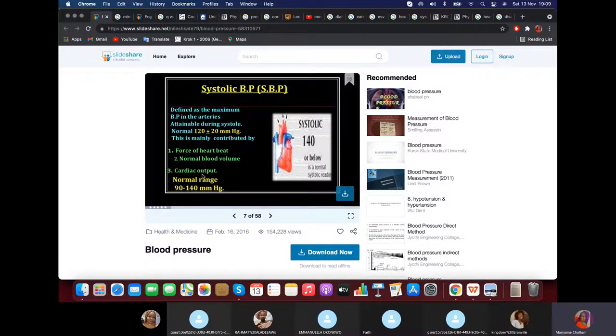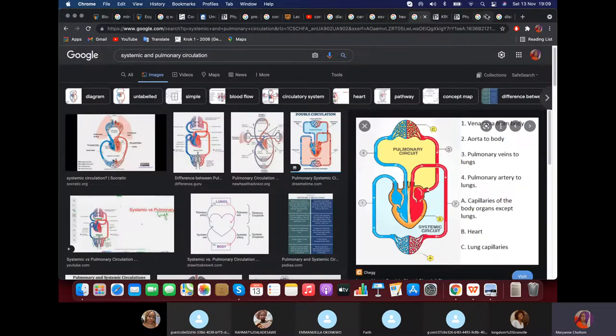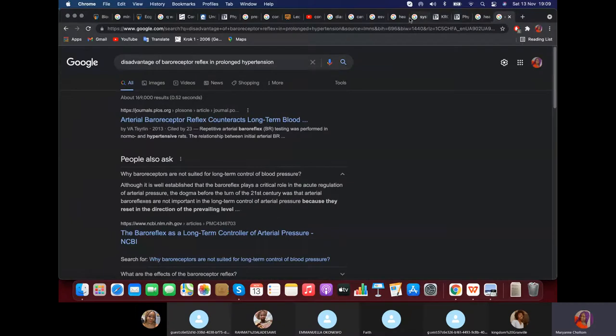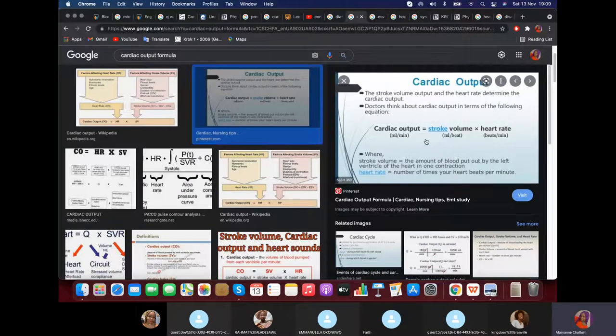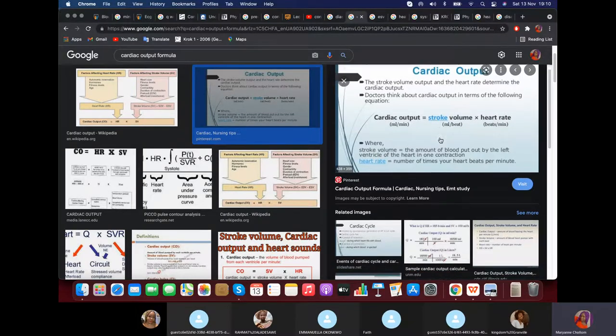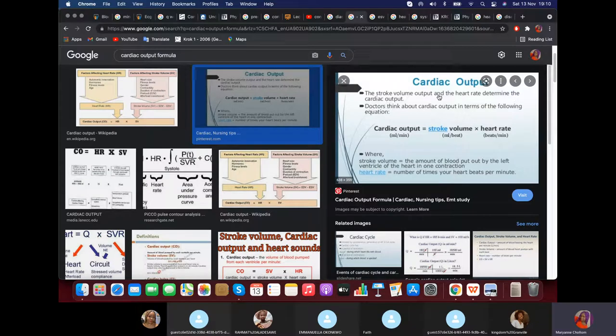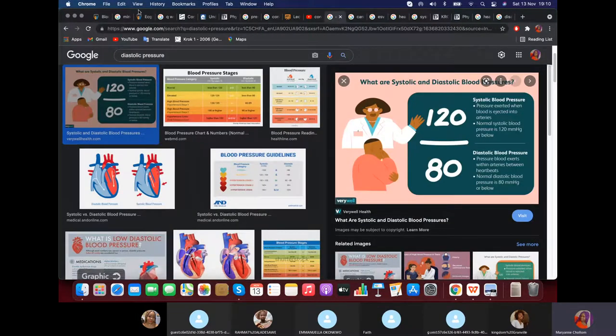Cardiac output, I will explain cardiac output in a while, so let me just do that now. What is cardiac output? I'm going to show you again a very beautiful photo. Cardiac output is made up of stroke volume and heart rate. So what is stroke volume? Stroke volume is the amount of blood that is put out by the left ventricle, that is ejected when the ventricles contract. And heart rate, you know what heart rate is now. So that's what your cardiac output comprises of.